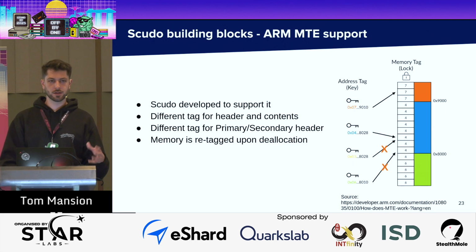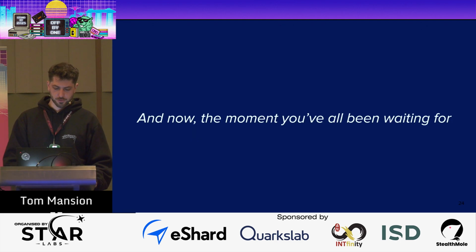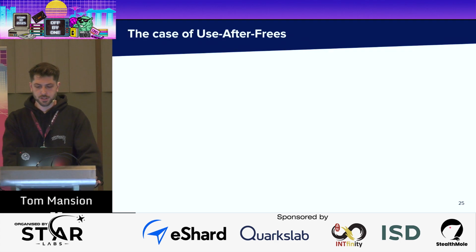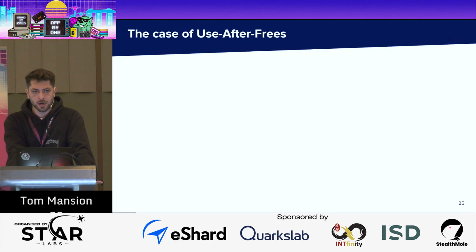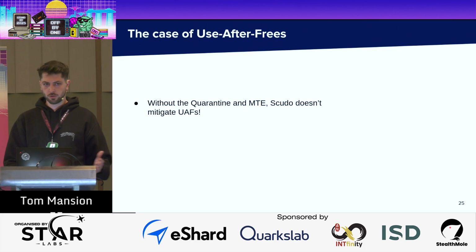MTE is not yet fully implemented in most phones, so we can start to see some support for it, but it's not widely adopted yet. So now for Scudo exploitation. First, we'll talk about use after free. This is not really an attack on the allocator itself, so we'll keep this brief. But basically, without quarantine and MTE, Scudo doesn't mitigate use after free at all.